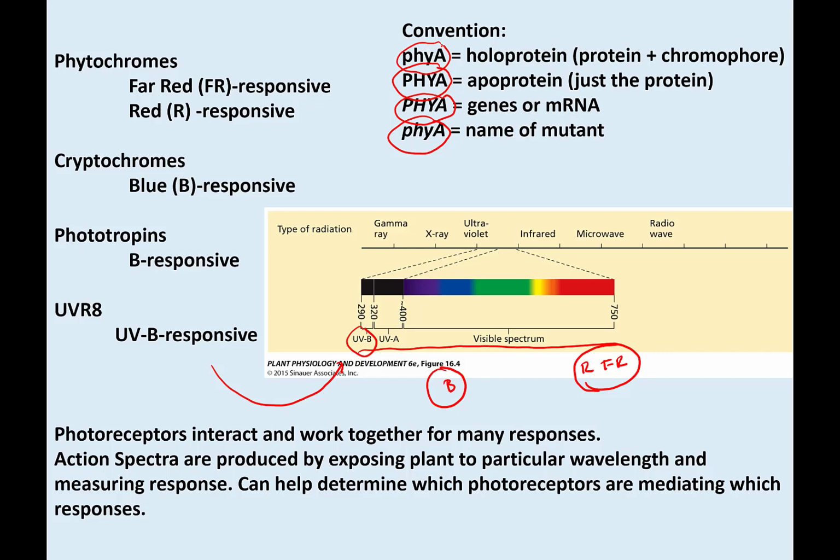We're going to see that photoreceptors work together for many responses, and we're going to be looking at action spectra in a few slides. You basically expose a plant to many different wavelengths, and you measure the response. And from here, you can often determine which photoreceptors are mediating a particular response.